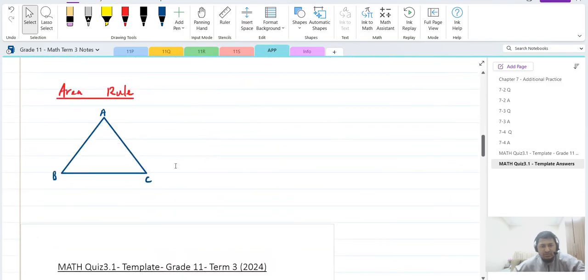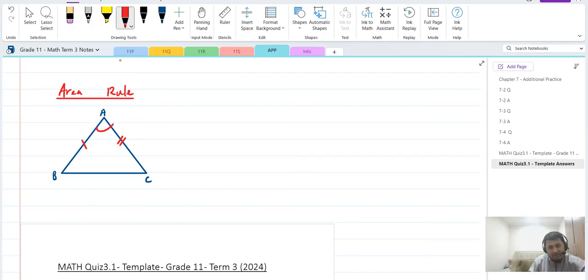And one last one, area rule, is very simple. There's just one condition for area rule, which is side, angle, side. Usually we say half base times height, but that's more like half base times perpendicular height. Since the height is not given, we can't really use half base times height. Remember, area of triangle is equal to half base times perpendicular height. This symbol represents perpendicular height. Since we don't have a perpendicular height, we just have side, angle, side in this case. So that's A, that's B, and that is C.